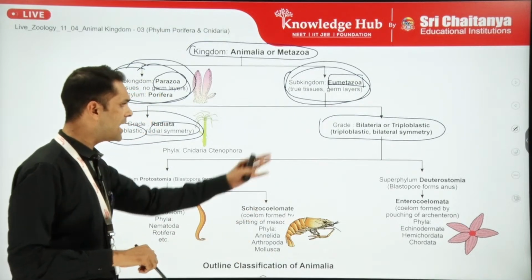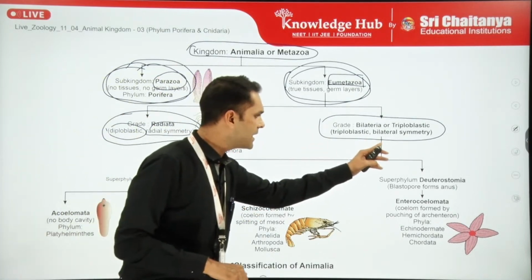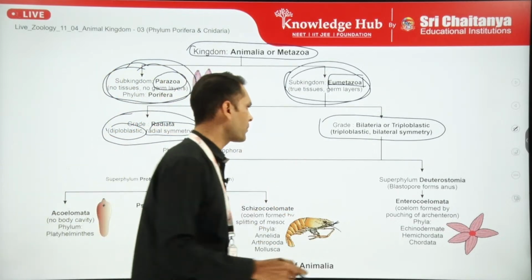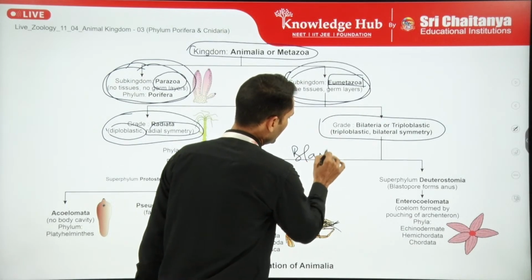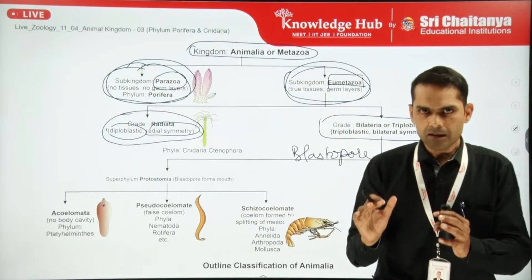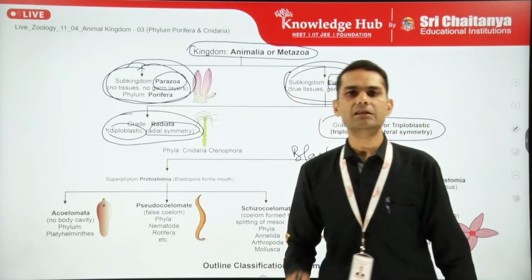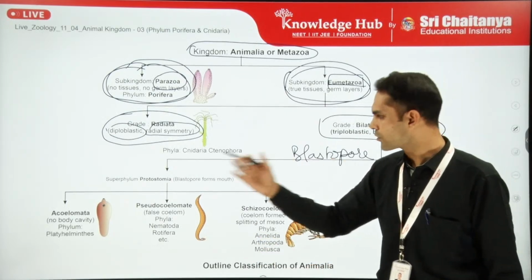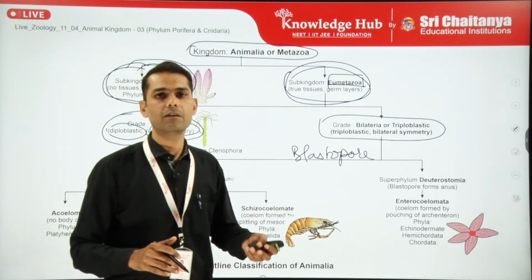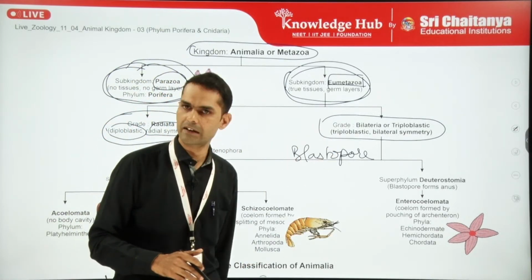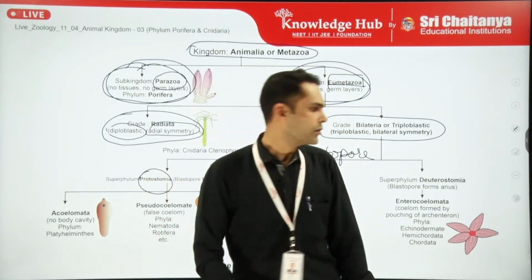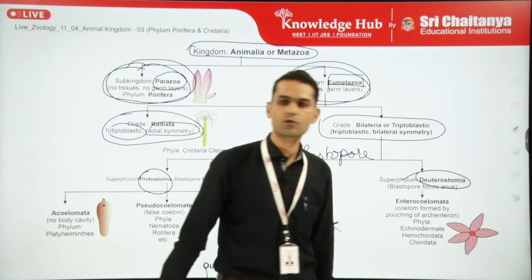Further, this category is classified into two further categories based on blastopore development. If the blastopore opening develops into the mouth first, then such an organism is categorized as protostomiate, or if it develops into the anus first and mouth later, then it is categorized as deuterostomiate, right? So these are the two categories, protostomiates as well as deuterostomiates. These are the superphyla.